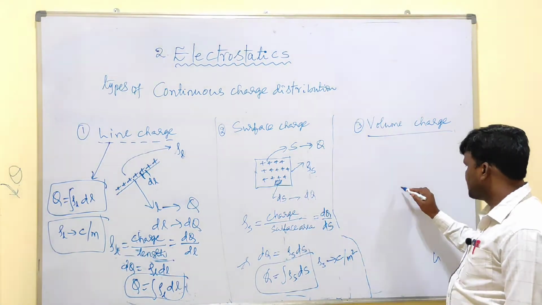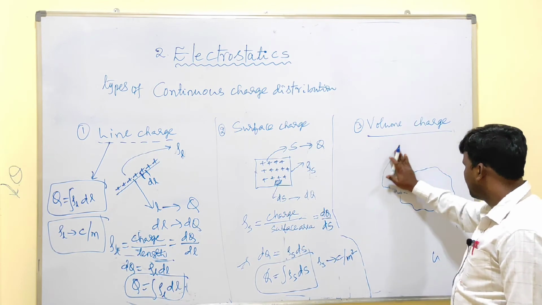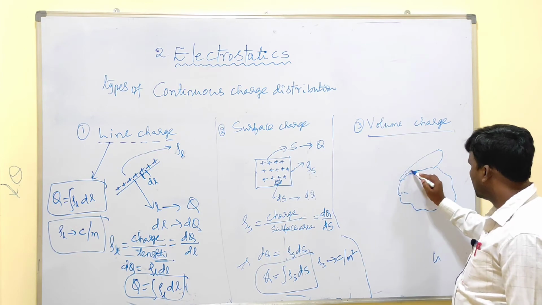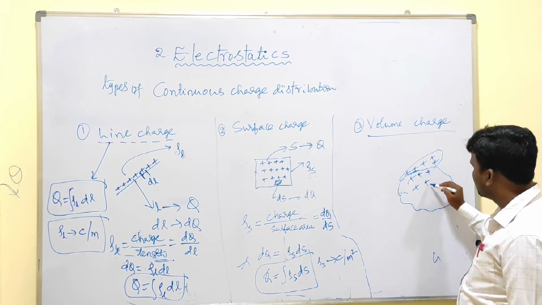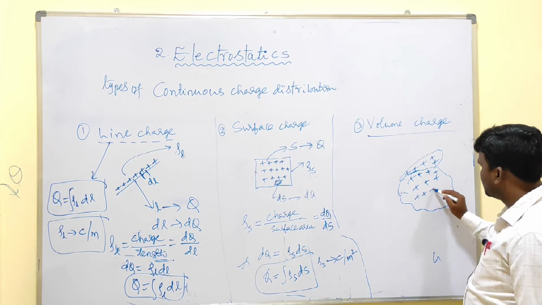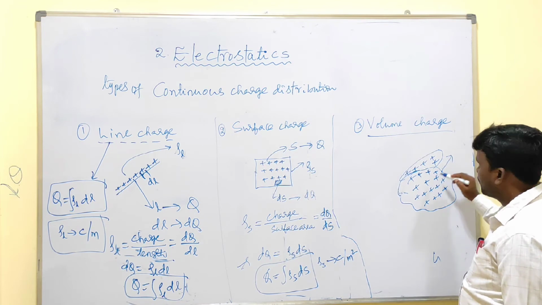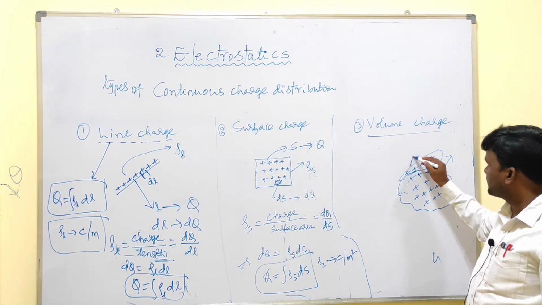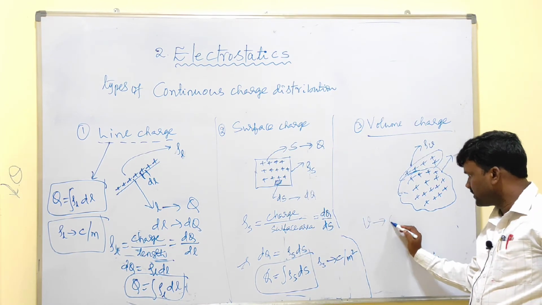Now volume charge. In this case, charge is distributed uniformly throughout the volume, like this, with uniform volume charge density. For L I consider rho L, for S I consider rho S. In this case we need to consider rho V. For the entire volume, the total charge is Q.